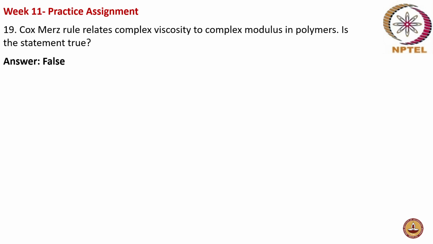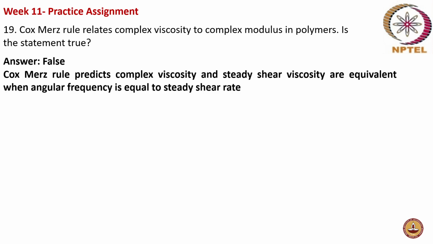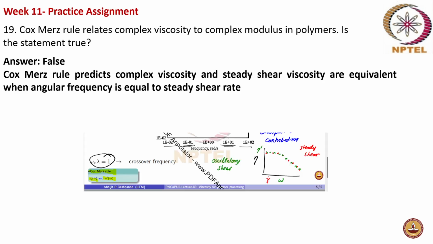The statement is false. I already told you, the Cox-Merz rule predicts complex viscosity and steady shear viscosity are equivalent when angular frequency is equal to steady shear rate. So if the material follows the Cox-Merz rule, then based on increasing shear rate, you will get the steady shear viscosity. It is gamma dot versus eta.